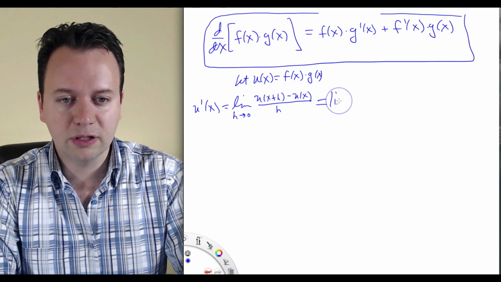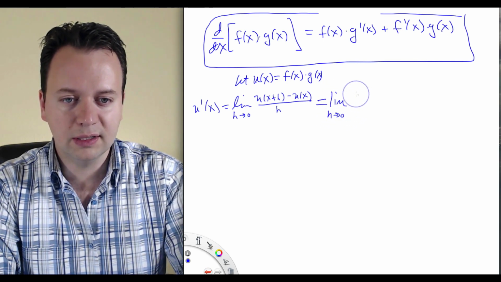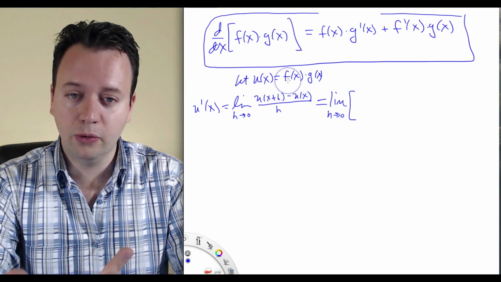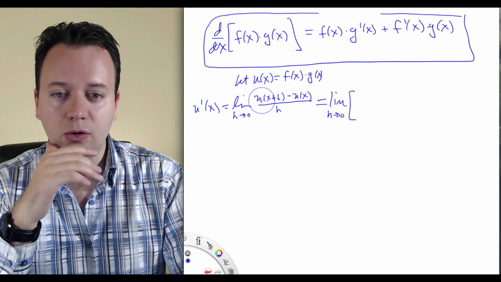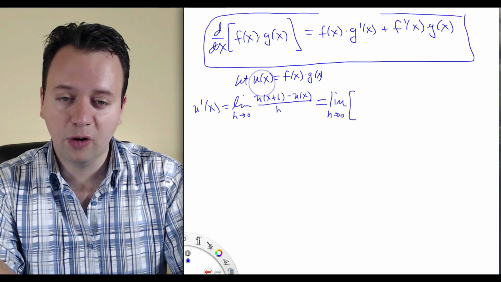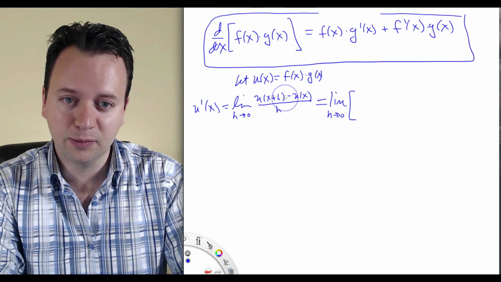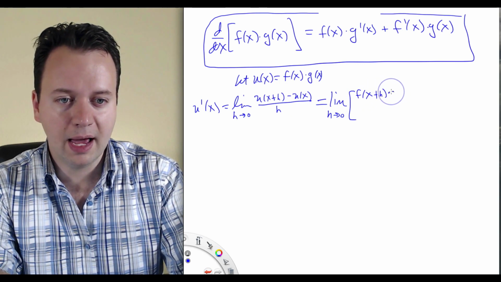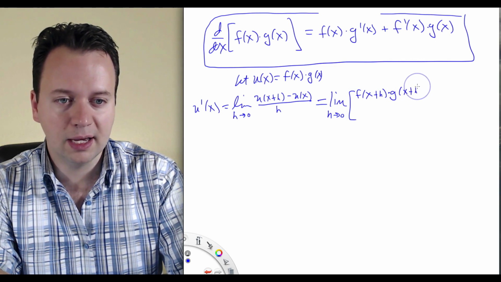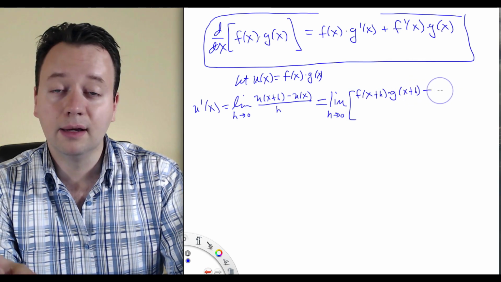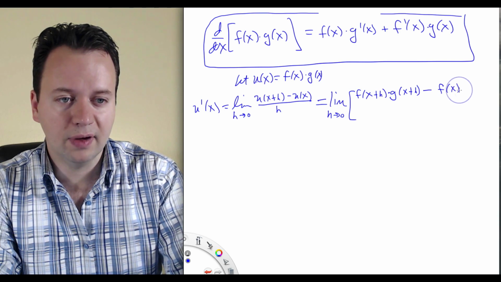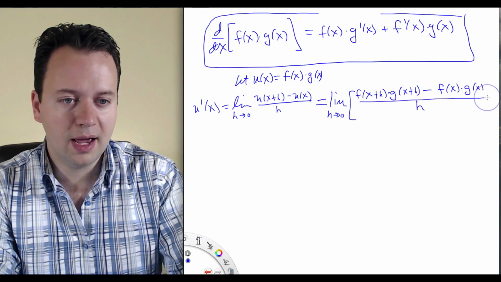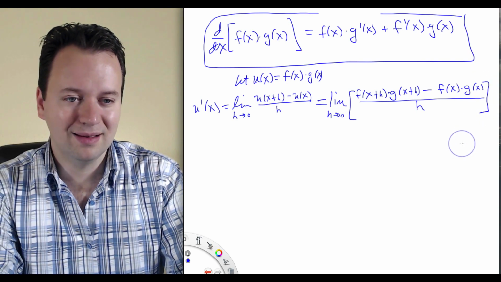Now let's unpackage this a little further. It's the limit as h goes to 0. Now let's express u in terms of f and g. So for u of x plus h, I have to take the formula for u of x and replace x with x plus h. So I get f of x plus h times g of x plus h, and then minus u of x, which is just minus f of x times g of x, all over h, like that.